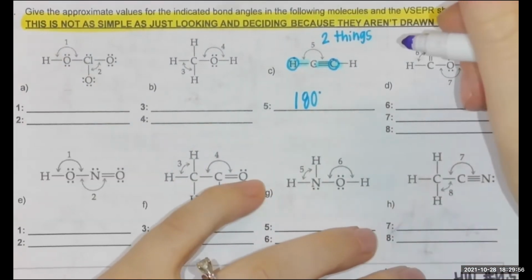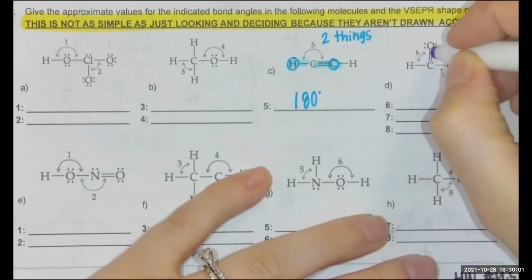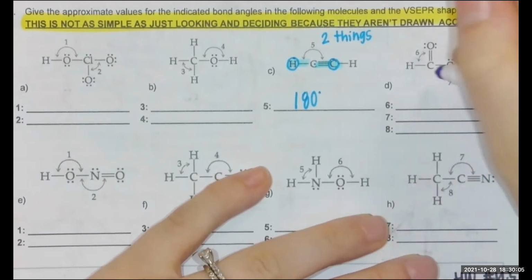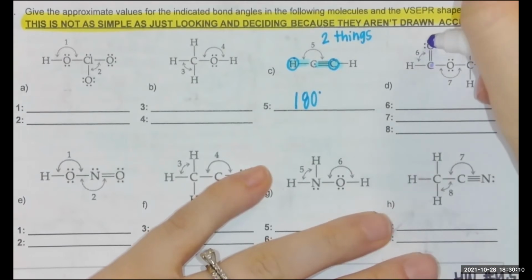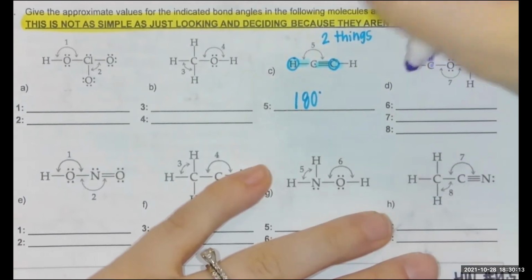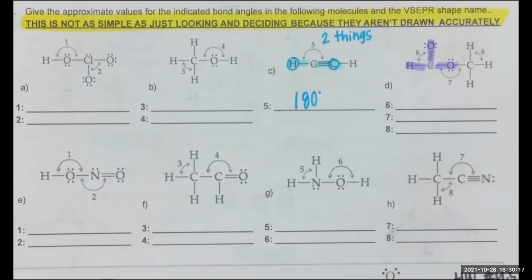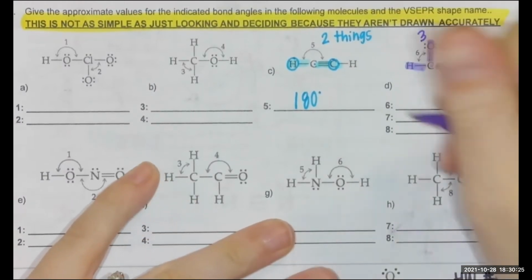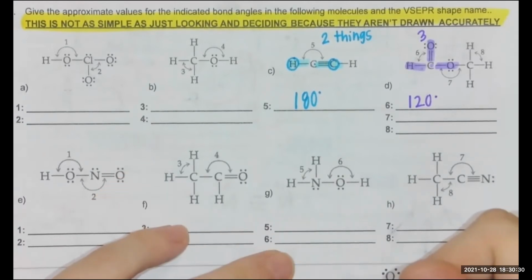When you've got 3 things around your molecule, like number 6 here, see how it's going around that carbon. This carbon's the one we're looking at. It's attached to 1 thing, 2 thing, 3 thing. That carbon is attached to 3 things. 3 things means your bond angle is 120 degrees.